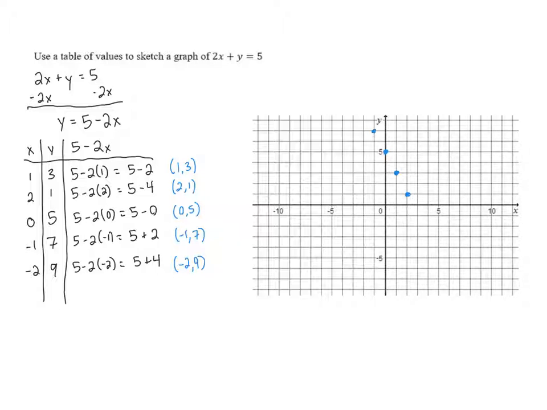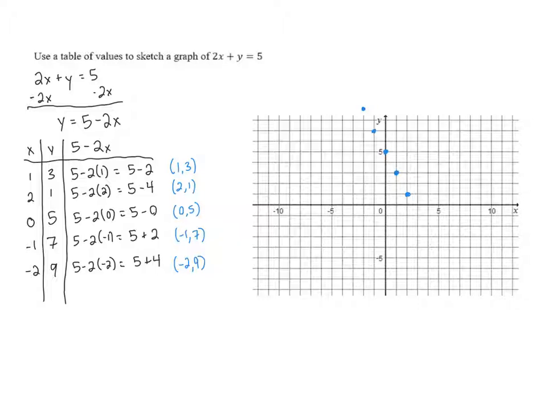And then the last point is (-2, 9). We go to the left 2, and if we try to go up to 9, 5, 6, 7, 8, I haven't quite given us enough room. So we have two options. We could skip that point and just go with the rest, or we could go to about where 9 would be and put one last point up there. It's really your choice.